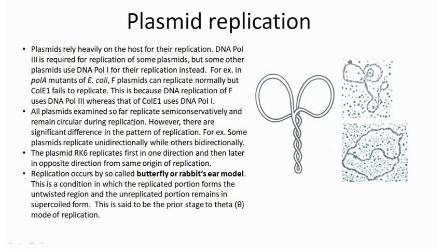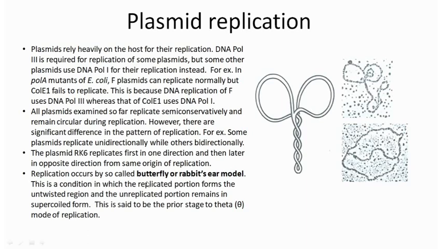All plasmids examined so far replicate semi-conservatively, like the double-stranded chromosomal DNA molecule, and remain circular during replication. However, there are significant differences in the pattern of replication. Some plasmids replicate unidirectionally, while others replicate bidirectionally. Interestingly, the plasmid RK6 replicates first in one direction and then later in the opposite direction from the same origin of replication. So there are variations among plasmids in the pattern of replication.